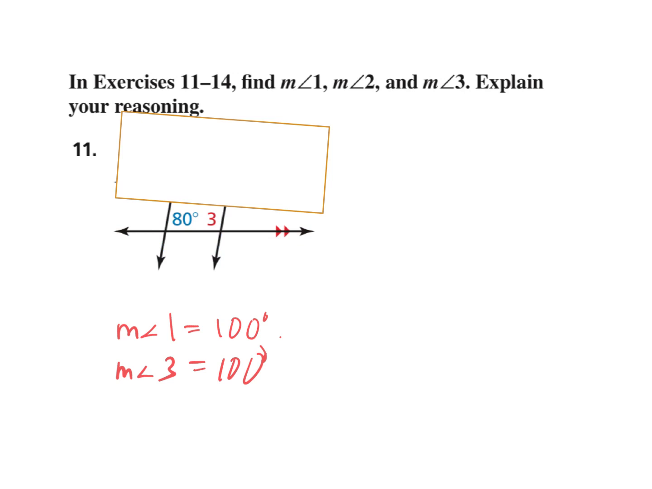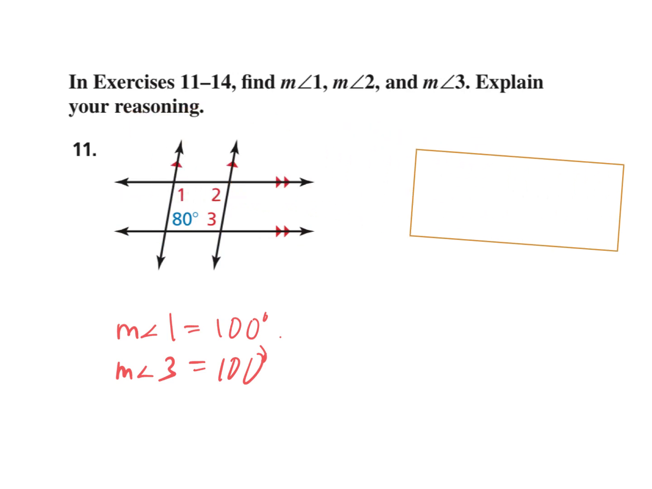And we were allowed to do that because these two lines were parallel. All right, so now we've got the measure of angle 1, 2, and 3 all done. That just leaves us with angle 2. And I'll bet you can guess what angle 2 is going to be.